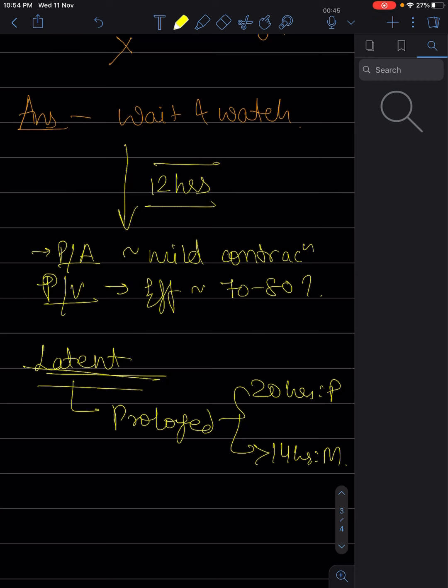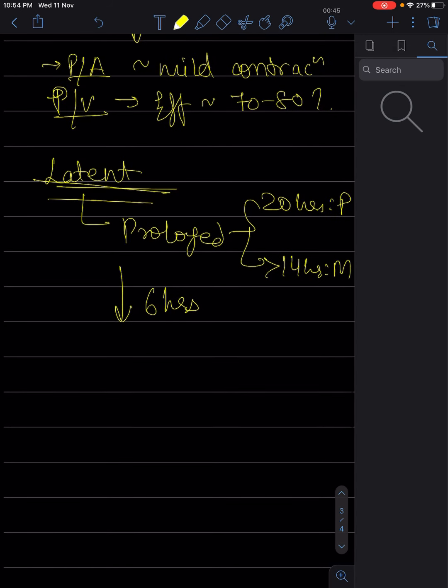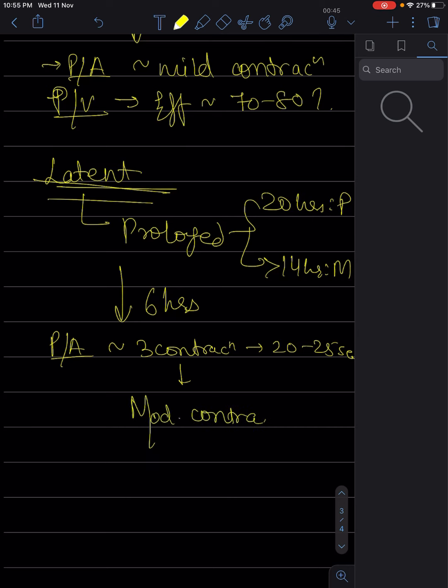Okay, supposing another 6 hours have passed, right? Now you'll see her contractions again, and now her contractions are 3 contractions coming within 10 minutes, lasting around 20 to 25 seconds. So now can you tell me what are the contractions? These are moderate contractions, right?